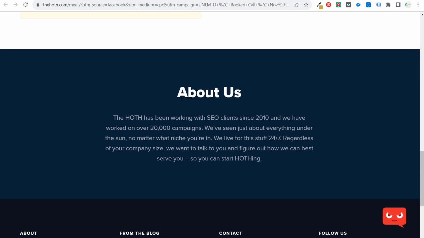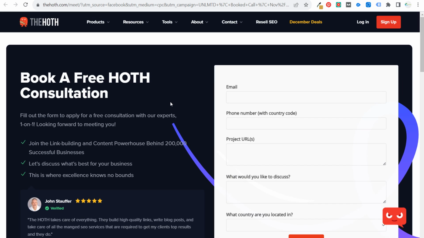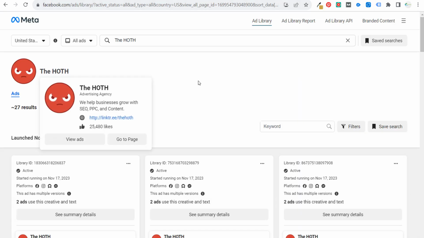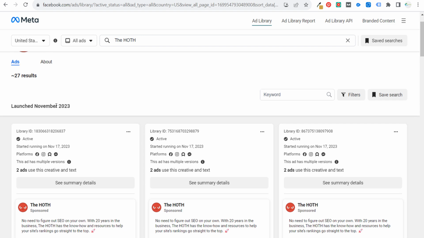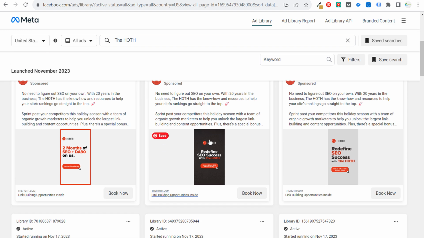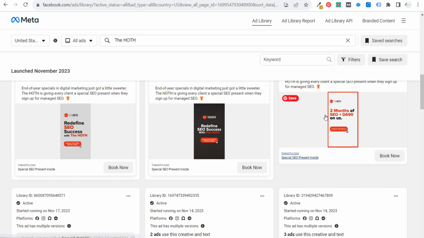Now, landing page isn't bad. They have some testimonials at the bottom. Pretty simple landing page. But what they really need to be doing is if we come over to the Facebook ad library and we look at the Hoth, only 27 results. These were launched November 2023. So we have a few different advertisements running here, but honestly, I would recommend a couple more advertisements.